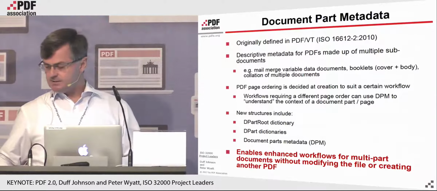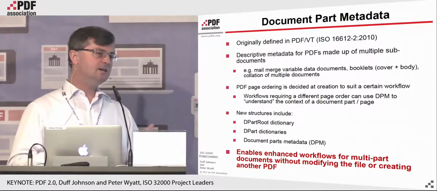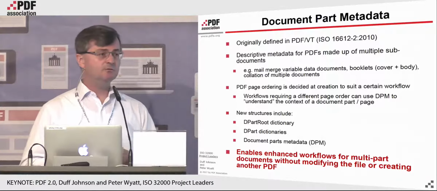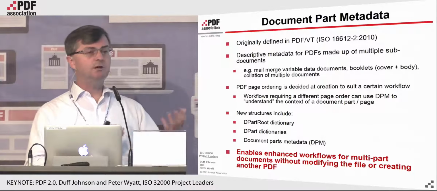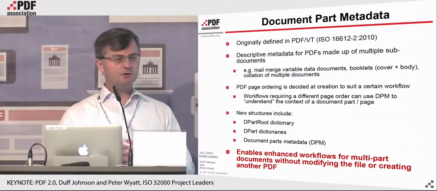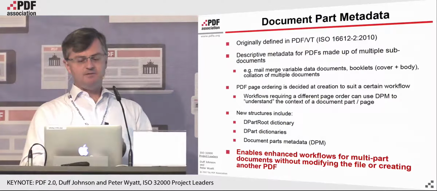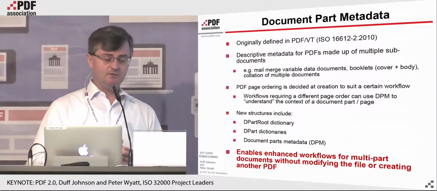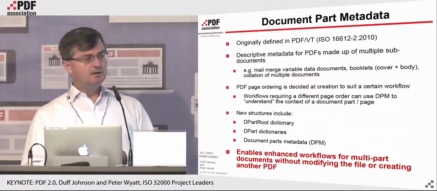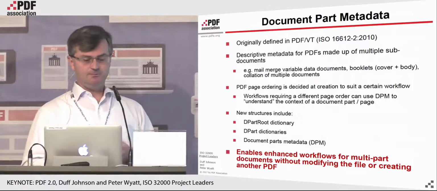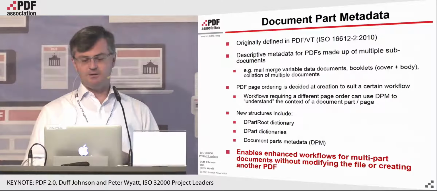Document part metadata. This was originally defined in PDF/VT. Now VT is a print standard related to variable transactional printing, meaning like mail merge or your utility bill or something like that, very, very large documents typically. And this is descriptive metadata for PDFs made up of multiple sub-documents. For example, as I said, mail merge, variable data, even booklets with covers, or just a collation of documents, multiple documents merged into a single PDF file.